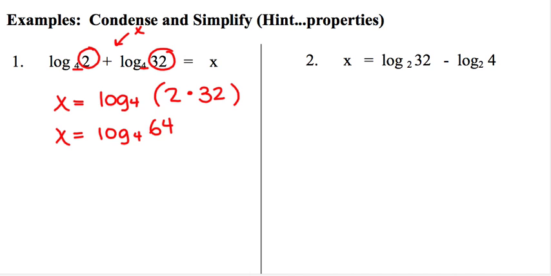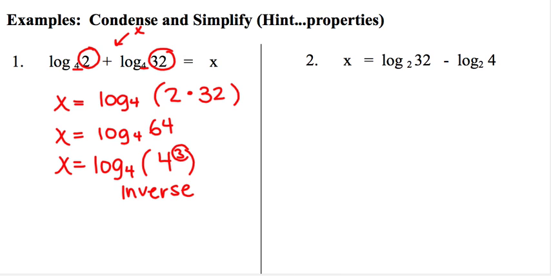Now you have a few ways to go about trying to simplify this. One way is you could try to rewrite it into exponential form, or you could use maybe your inverse property, and that's the way I'm going to go. So I'm going to go ahead and say the log base 4, and then I'm going to rewrite 64 as 4 raised to the 3rd power. Now the inverse property says that if you have a logarithm of base 4, an exponential base 4, then your final answer is this power. So your answer is x equals 3.